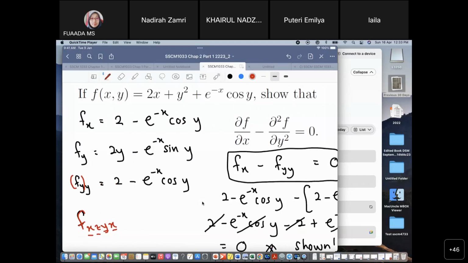Saya guna earphone ni, bising tak? Ada noise tak kat belakang? Tak ada dah tu. Tak ada. Clear lah. Okay, thank you.